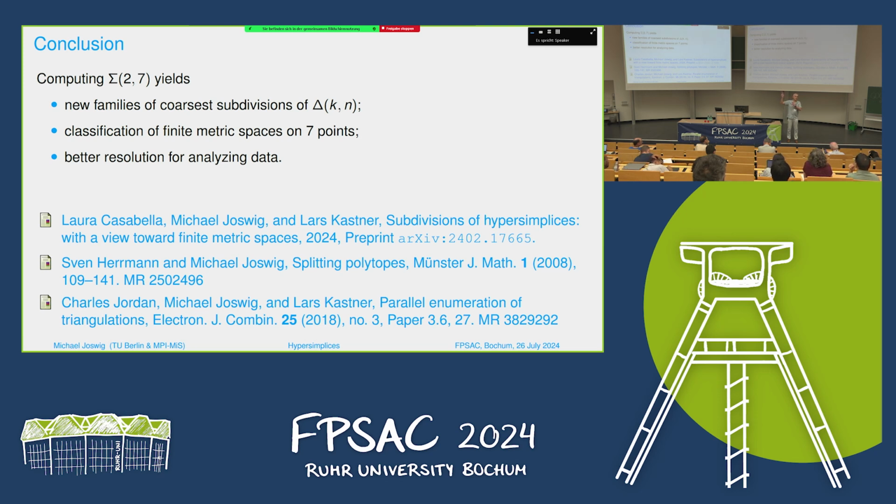You look for coarsest subdivisions which are manageable, up to symmetry only 13,000, and then you look at those which have a low spread, just a little bit more than n plus 2, something like that. Then you analyze those, and this is what we want to use to study this embedding.